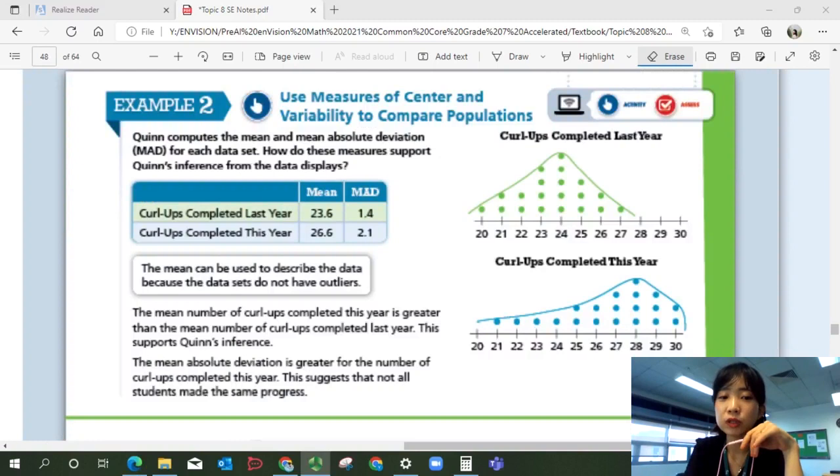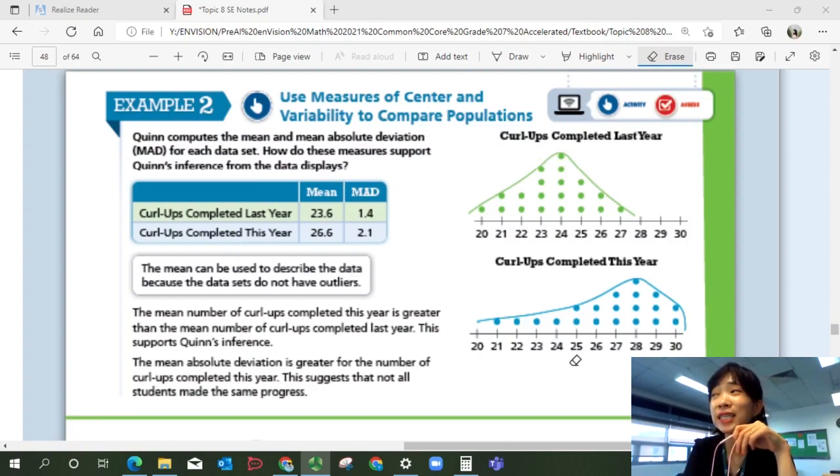Let's look at example 2. Use measures of center and variability to compare populations. So Quinn computes the mean and mean absolute deviation, which is MAD, for each data set. How do these measures support Quinn's inference from the data displays? So curl-ups completed last year versus curl-ups completed this year. The mean is 23.6 for last year, and it's 26.6 this year.